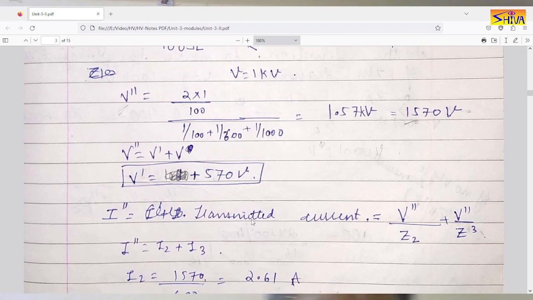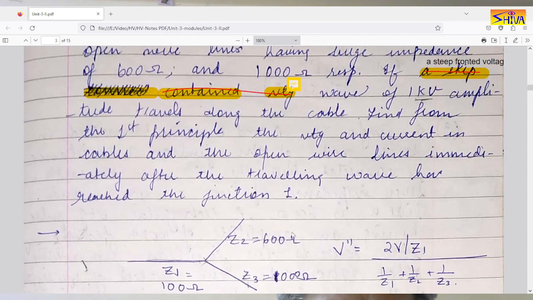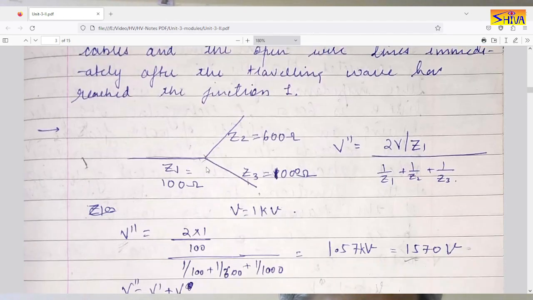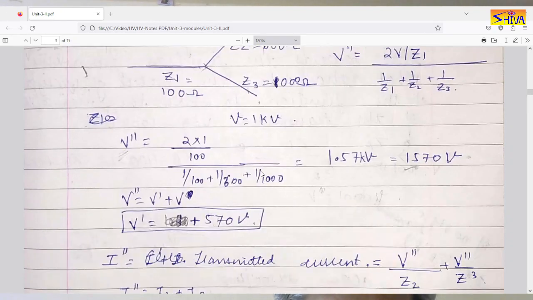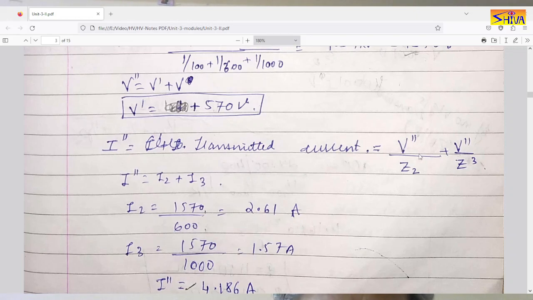Now we have to compute the transmitted current. Transmitted current I double dash will be equal to V double dash upon Z2 plus V double dash upon Z3. So this transmitted current is going into this line as well as in this line. So first we compute the total transmitted current. That will be V double dash upon Z2 plus V double dash upon Z3, so it is I2 plus I3.